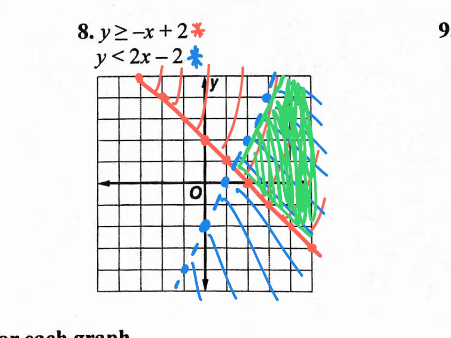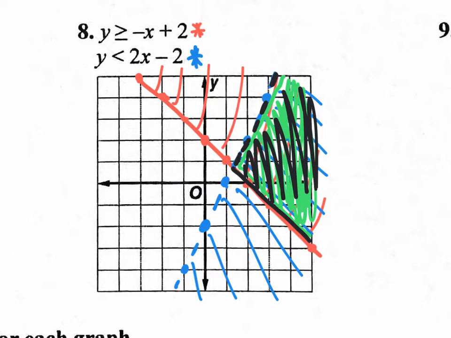So if you look at the answer on the back, you're going to see a dotted side like this, dotted. Then you're going to see a solid like this, and you're going to see this shaded. That's what really matters right there.